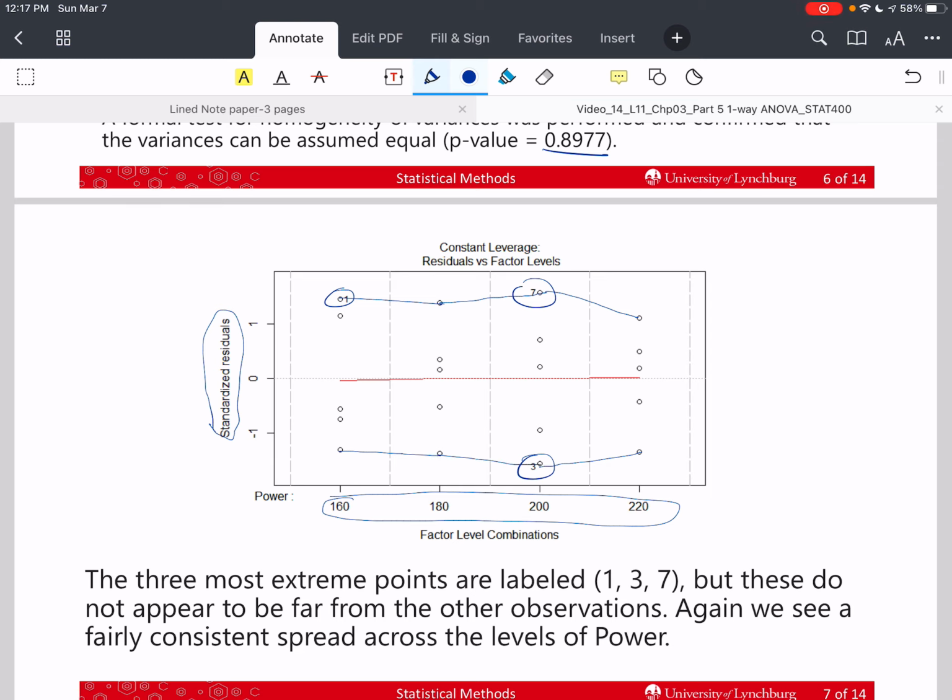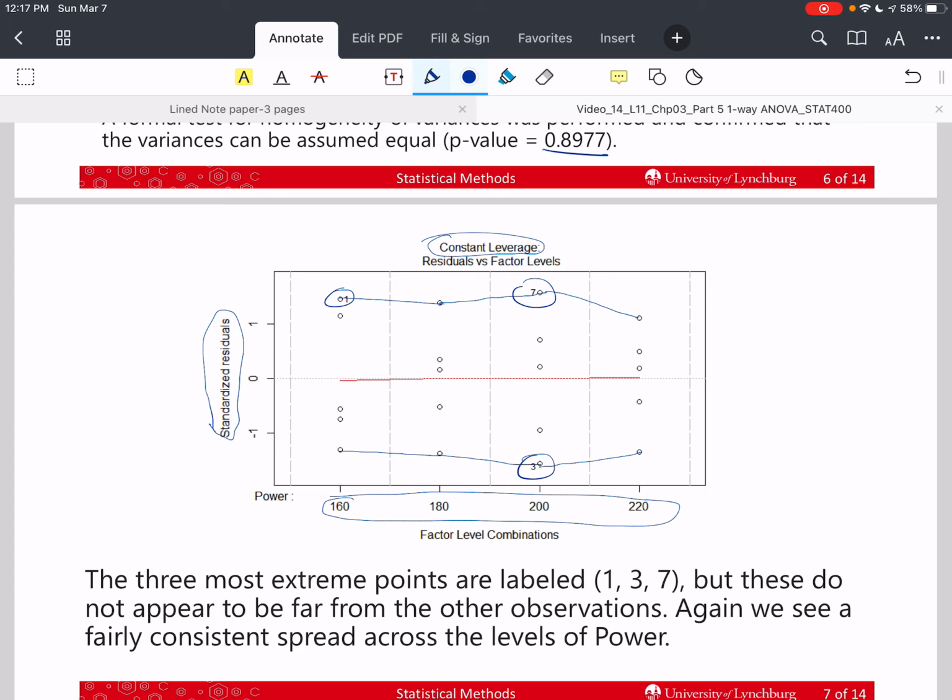Okay? I don't see anything that's drastically different. They don't appear to be far from the other observations. And again, we see a fairly consistent spread across the different levels of power. So again, we are good that there are no real extreme points.